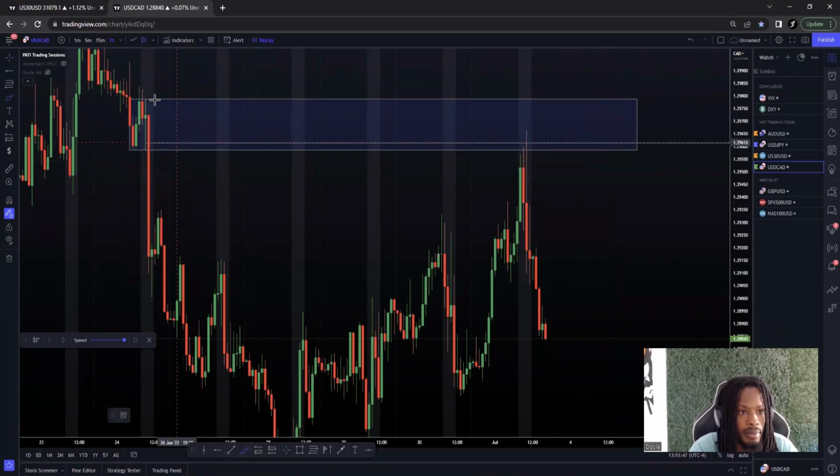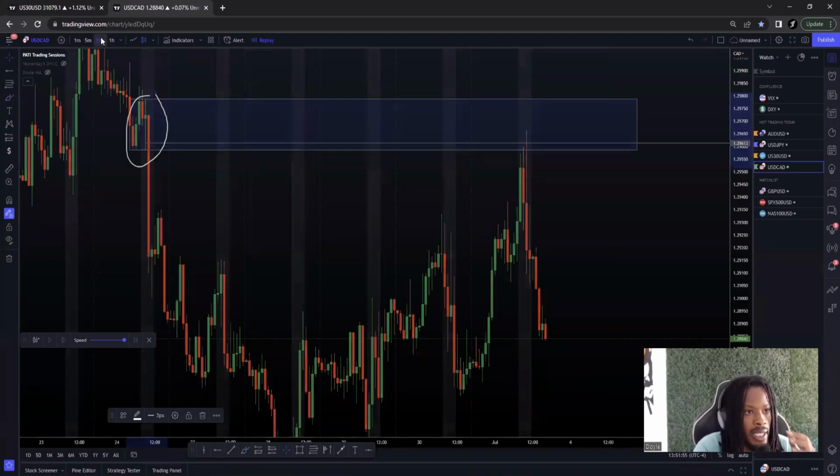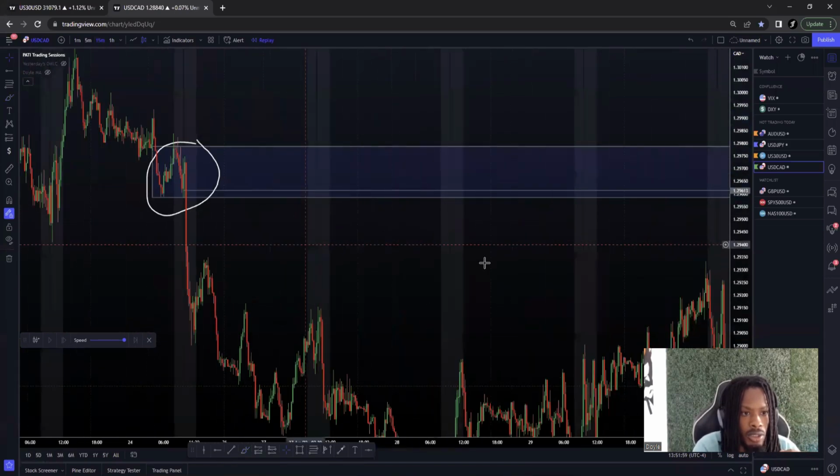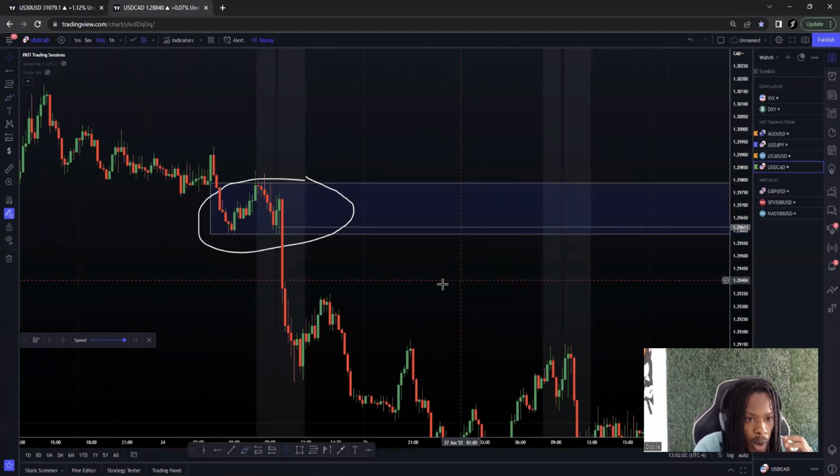I'm going to circle it. I'm going to circle this right here. Let's see if we can make our zone. We're not making our zone smaller. We're just putting our horizontal lines to see where they can potentially stop at. So let's go to the 5 minute. Let's go over here and let's zoom in. Let's see if we can mark up our zones.